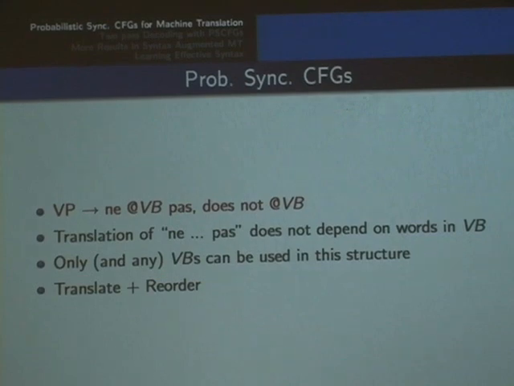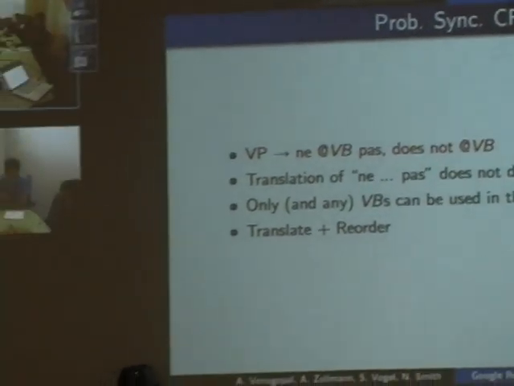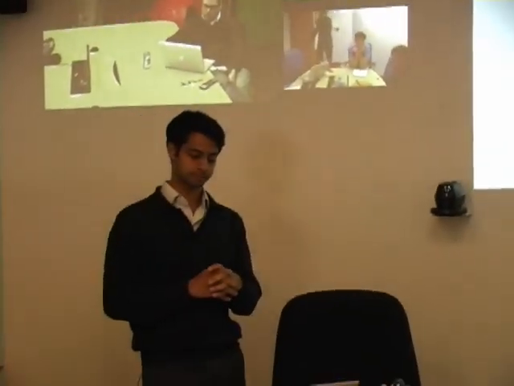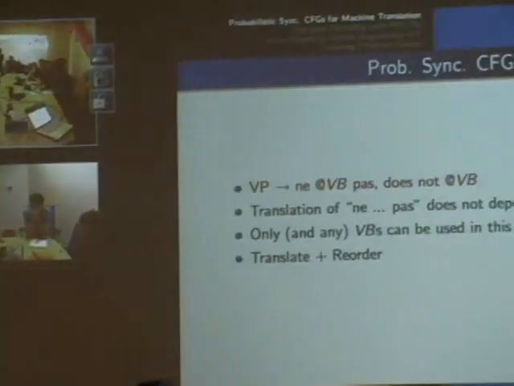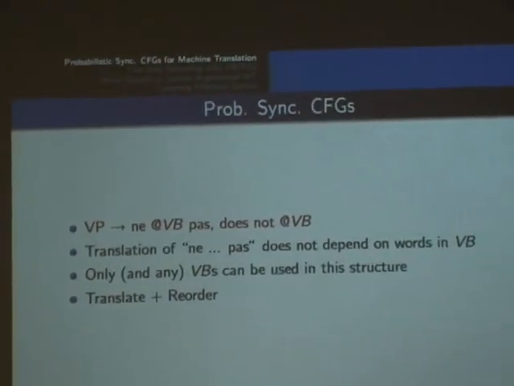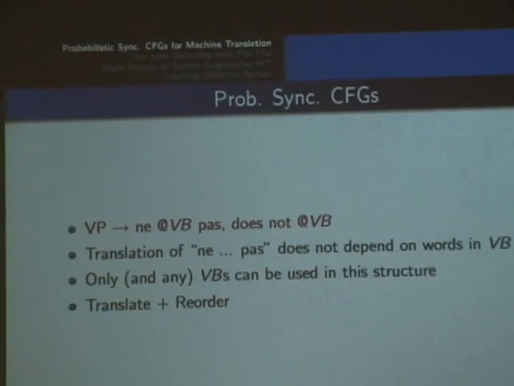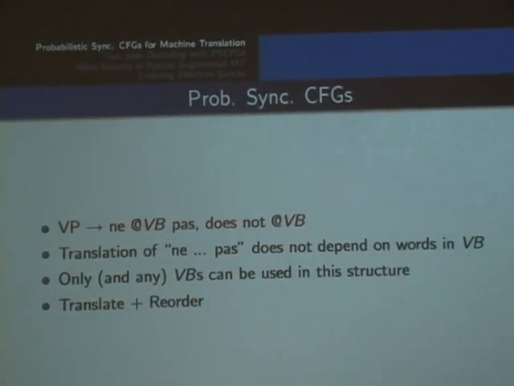This is not a rule-based or transfer system where these rules have been created by hand. All of these rules are being learned automatically from corpora. Now, some key points about this. The translation of N and PA in this automatically learned rule does not depend on the words in VB. And all VBs can be used inside the structure. And so what we have here is a process where translation is tied intimately with reordering. We're not saying translate first and then jumble later. We're saying translation and reordering happen together, and reordering decisions need to be made in context.